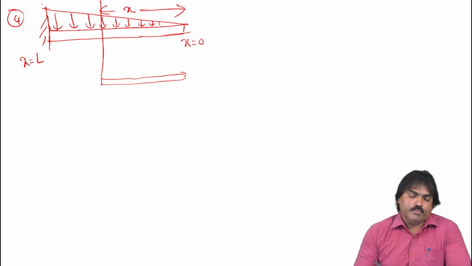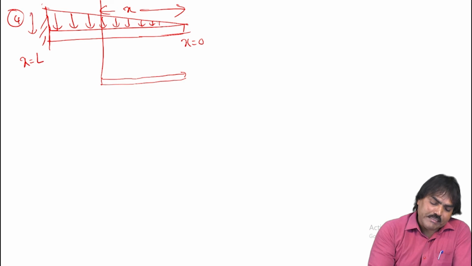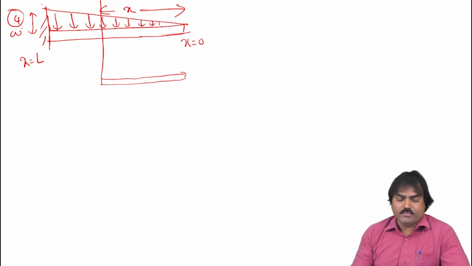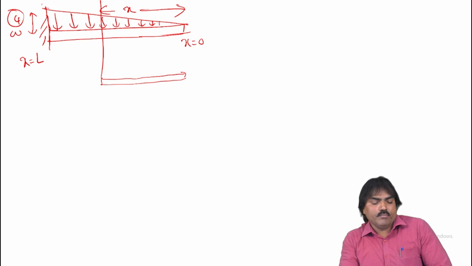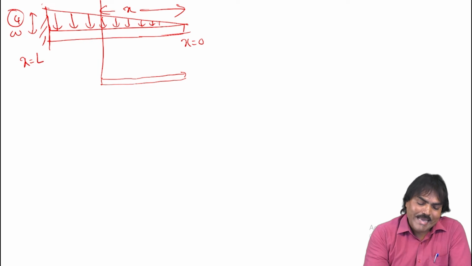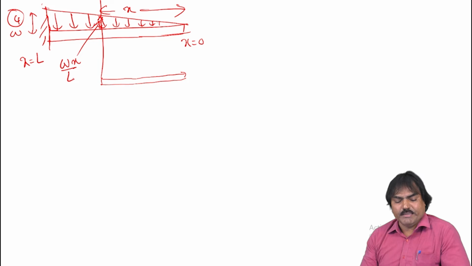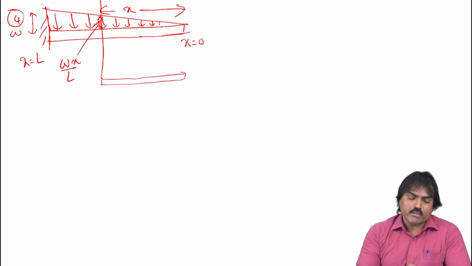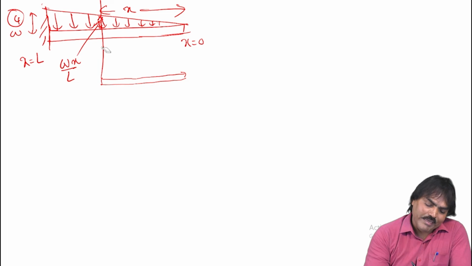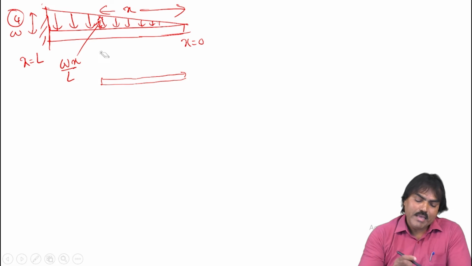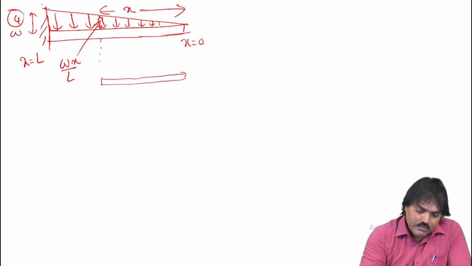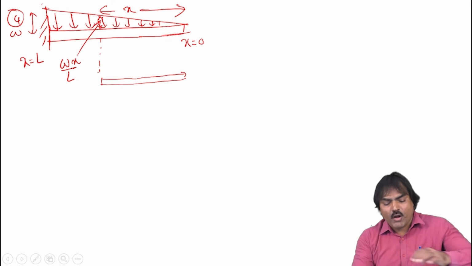Now, the load. The height of the load here is maximum at a fixed end, and 0 at a free end. So at distance equal to x, the load height by similar triangles becomes Wx by L. What is the total load? The total load is always given by the area under the given diagram. So this is a triangle.